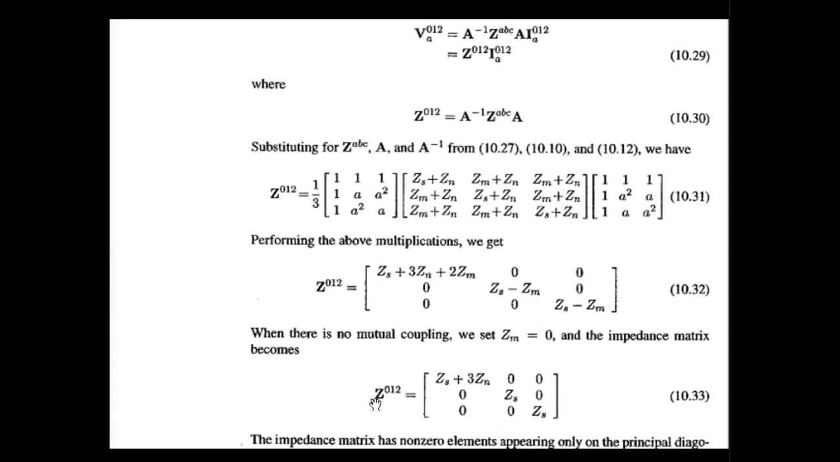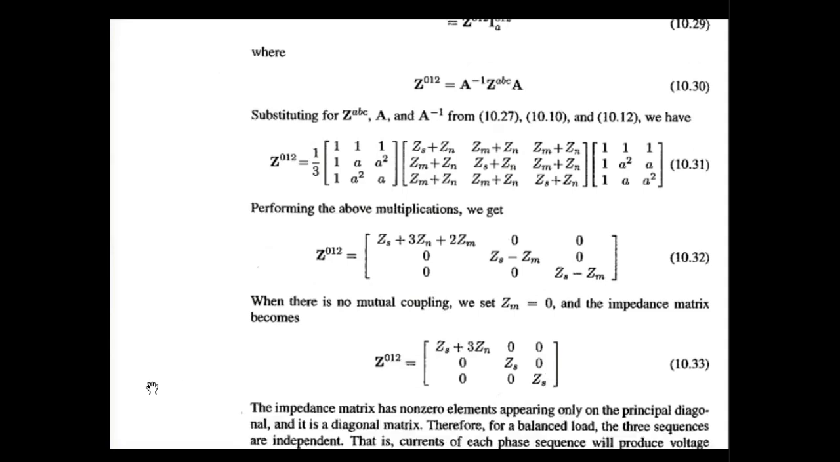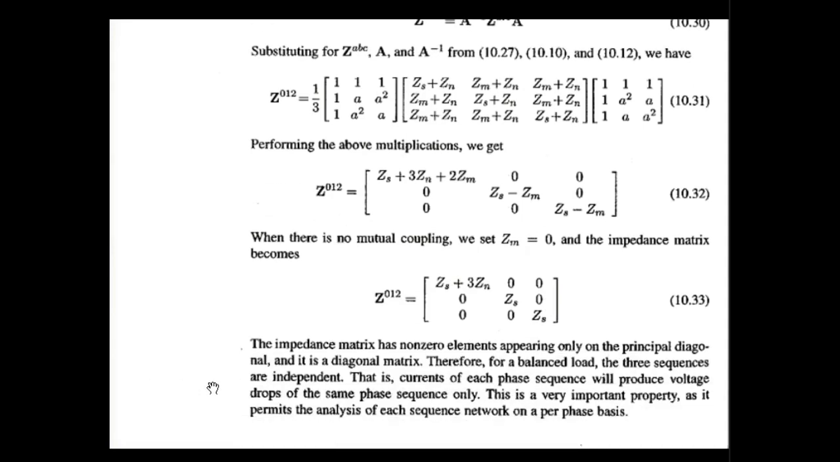So Z012 you will have in your hand now, right? Yes, sir. This matrix form you have to remember for the application of problems. The steps are already mentioned. You have to know the steps, but the result, the outcome, you have to remember or memorize. This part you have to memorize for the 0, 1, 2 sequence. That is the outcome of the derivation.